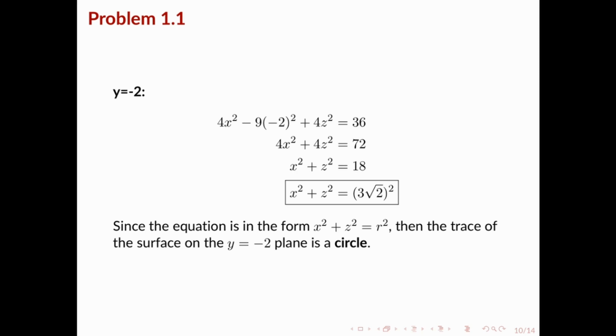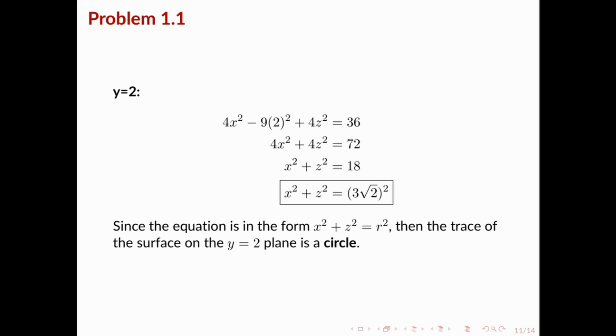And then, we know that 18 as a number is just the square root of 18 squared, right? We can simplify the square root of 18 to 3 times the square root of 2 if we want. But we now know that our equation for this trace is x squared plus z squared equals 3 times the square root of 2 all squared. Now this equation is of the form x squared plus z squared equals r squared. So the trace of the surface on the y equals negative 2 plane is a circle.